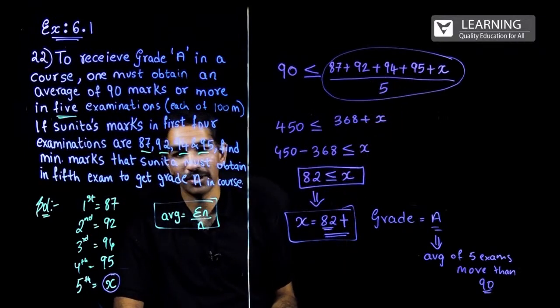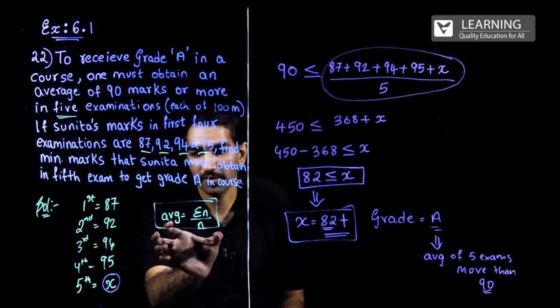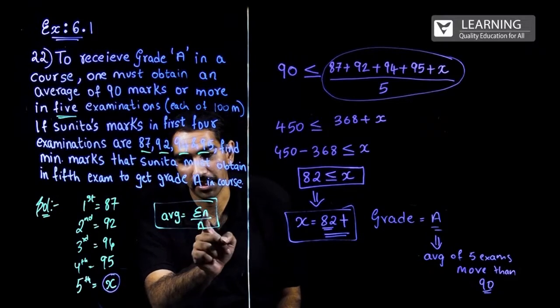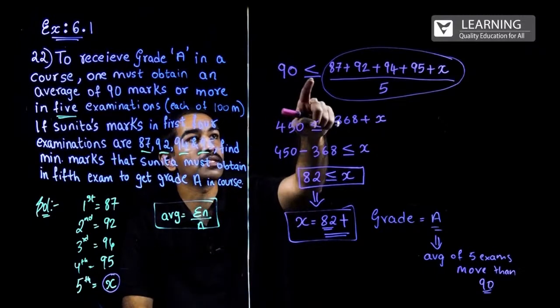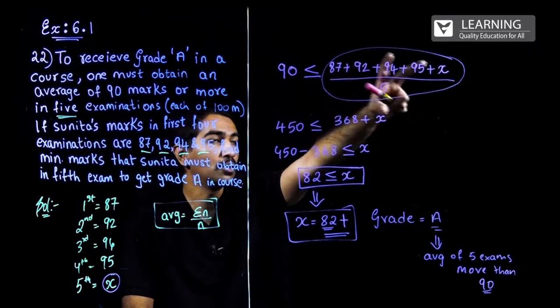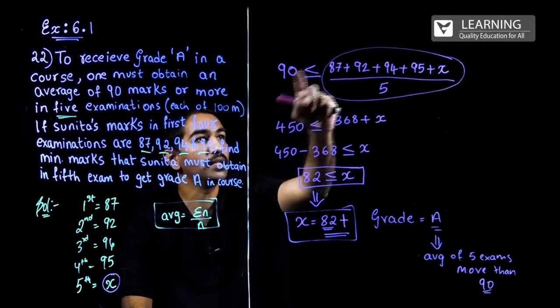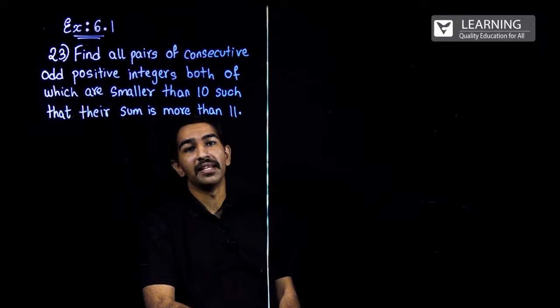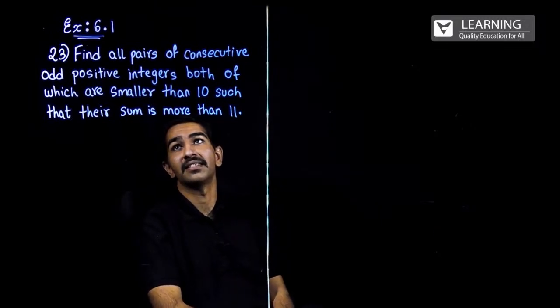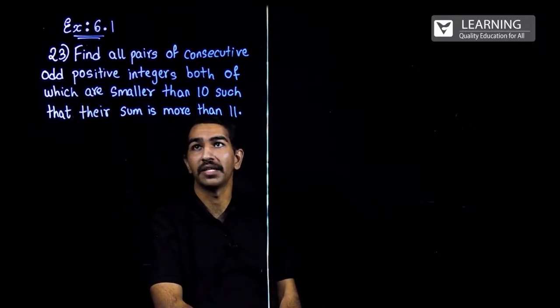Understood? So this is also an inequality question. You should also know this average formula: summation of observations divided by total number of observations, and also to implement this inequality. So this whole thing should be greater than or equal to 90, then only we can give her grade A mark.